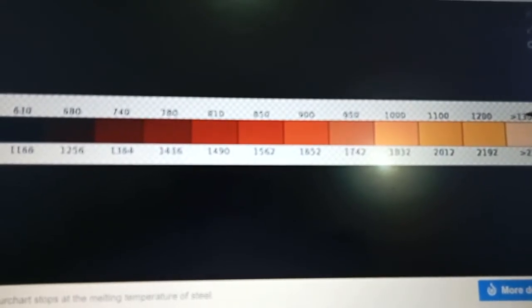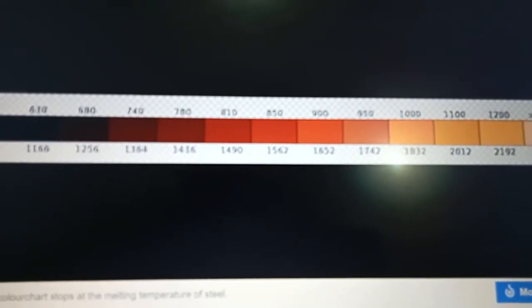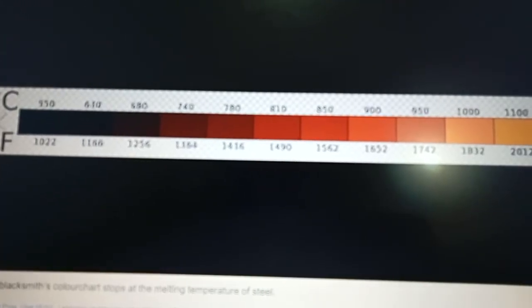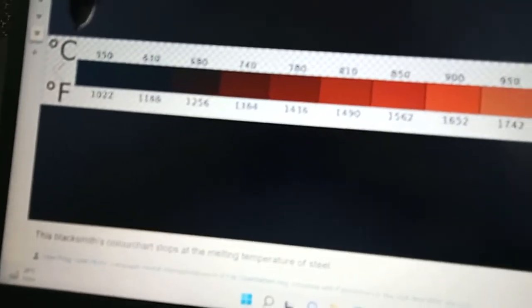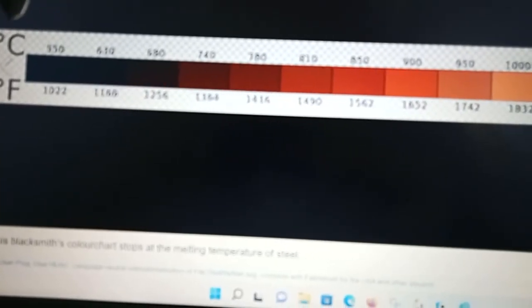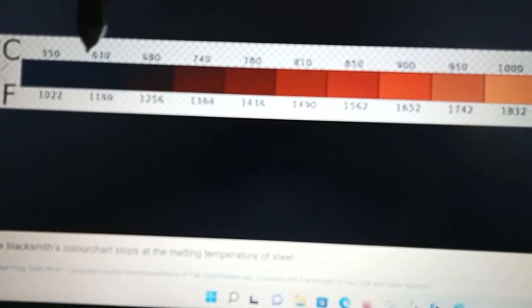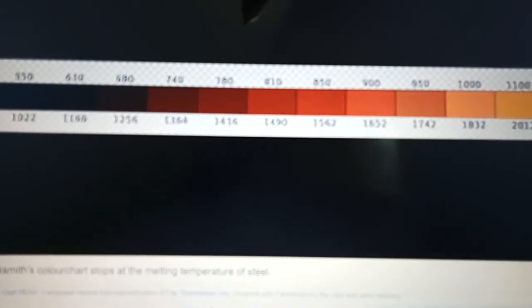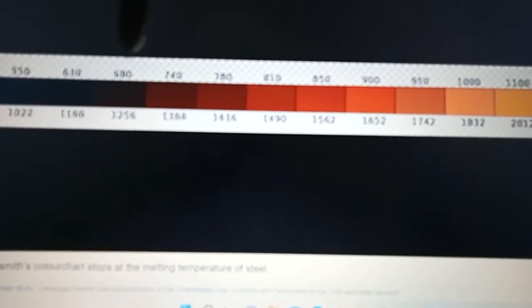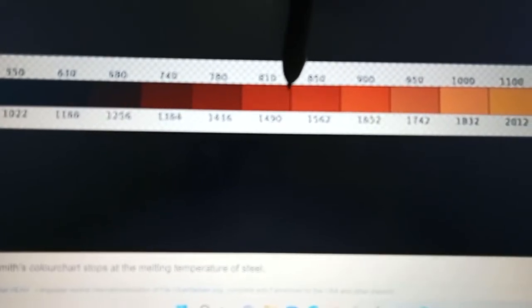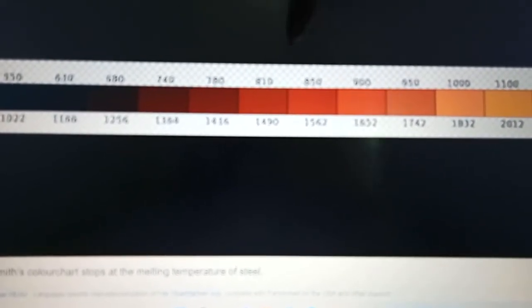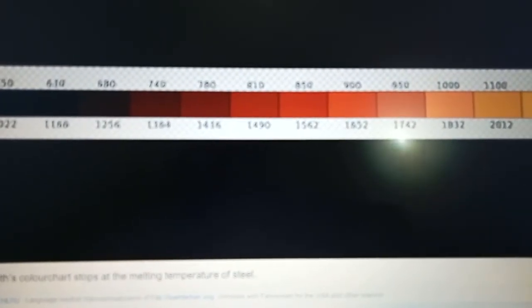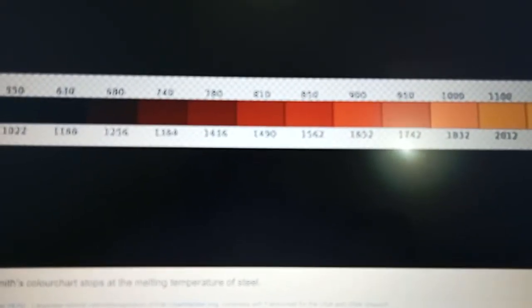This color means the temperature is greater than 1300 degrees Celsius. You can see here is the Fahrenheit, here is the degree Celsius. So this color represents 550 degrees Celsius. This graph is for steel. If you heat the steel, gradually the color will change from darker to lighter. The lighter the color you see, the higher the temperature it has.